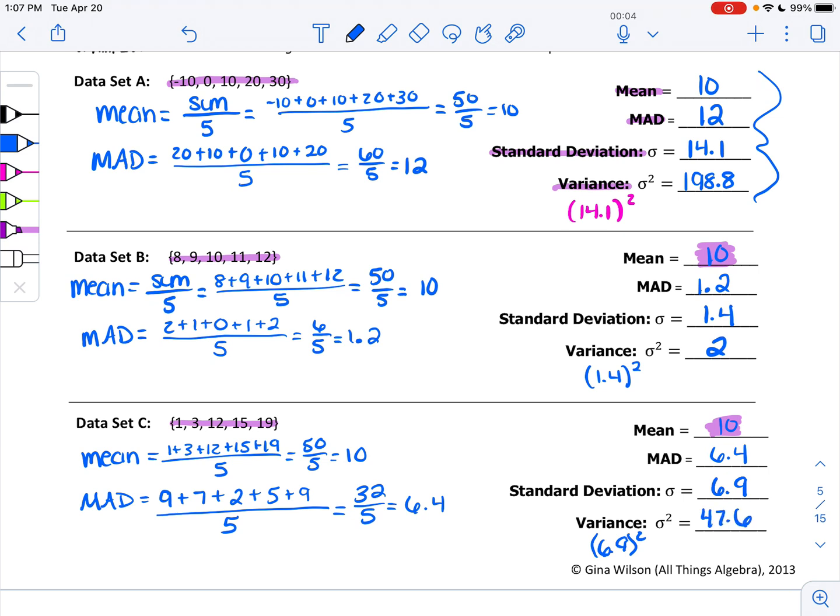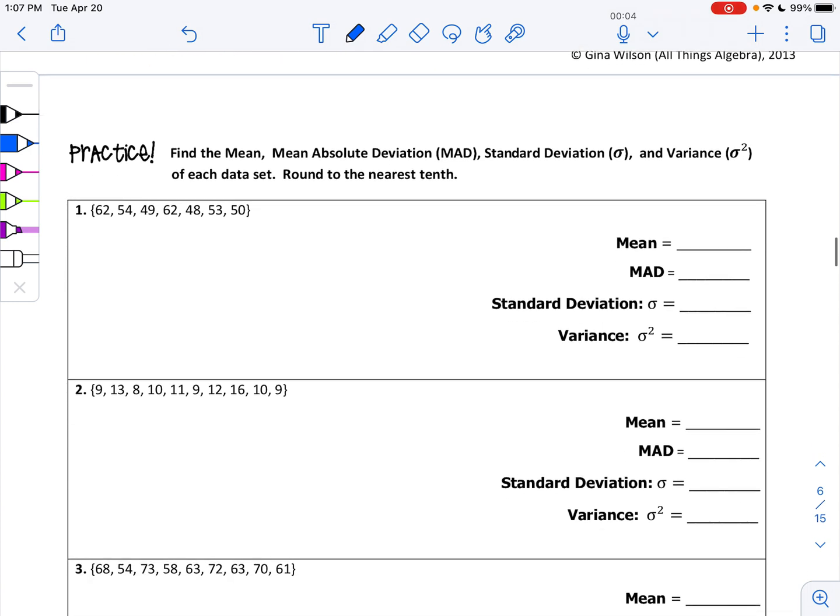So as a review, mean and MAD, you should be able to do those by hand and then check those in the calculator. Standard deviation, your calculator is going to calculate that for you. Then variance, you're going to take that standard deviation the calculator gave you and square it. On the next page, if you will just highlight the word practice, and complete 1 through 5.